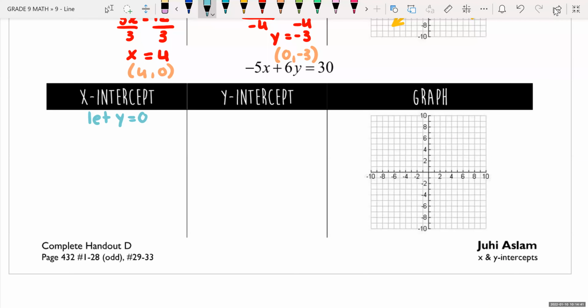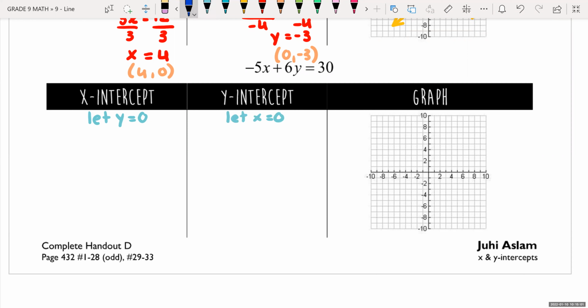All right, so for the x-intercept, you're going to let y equal 0. That's the rule. Memorize it if you need to. For the x-intercept, you always let y equal 0. When we do our y-intercept, then we're going to let x equal 0. As long as you have those known, then the rest of the question becomes really straightforward.